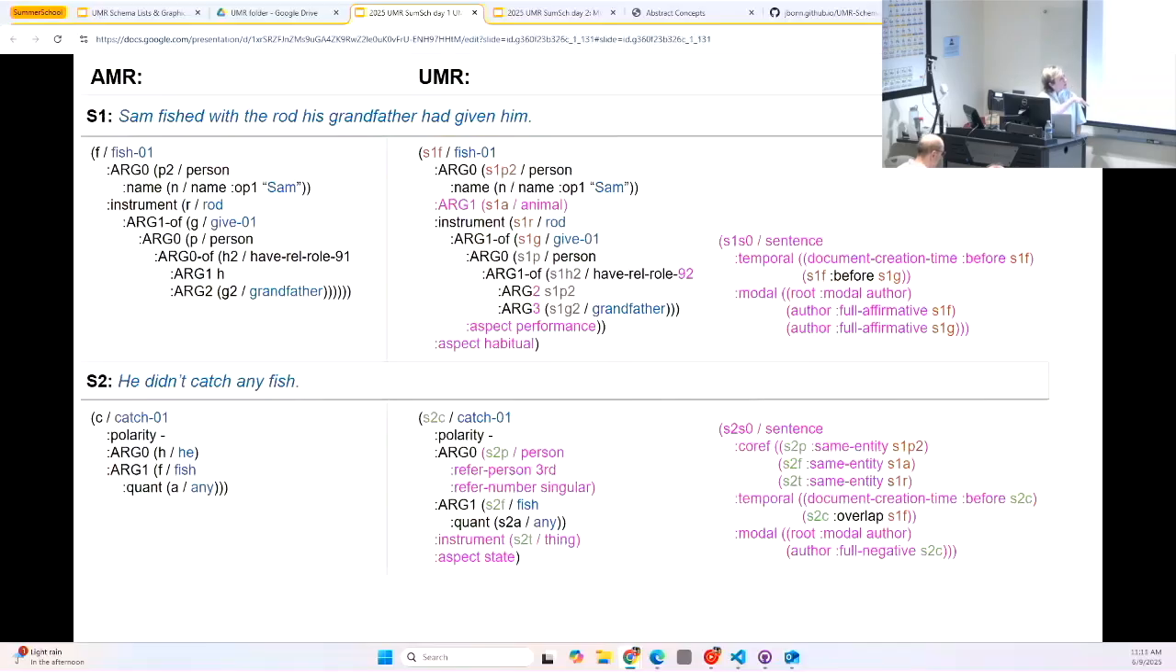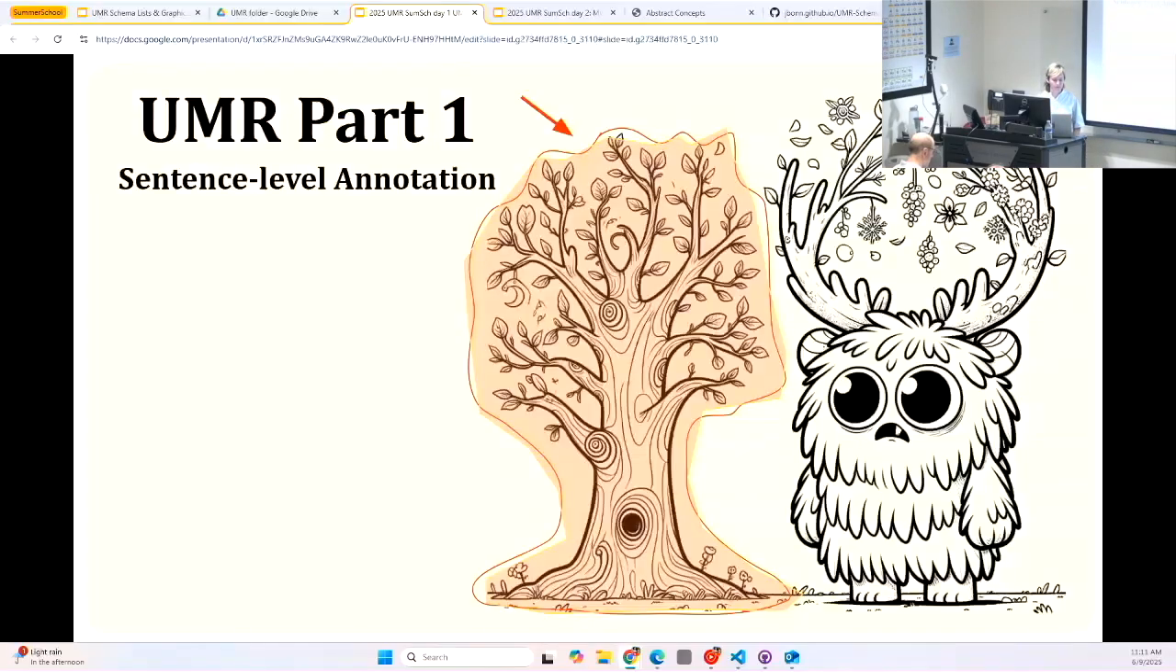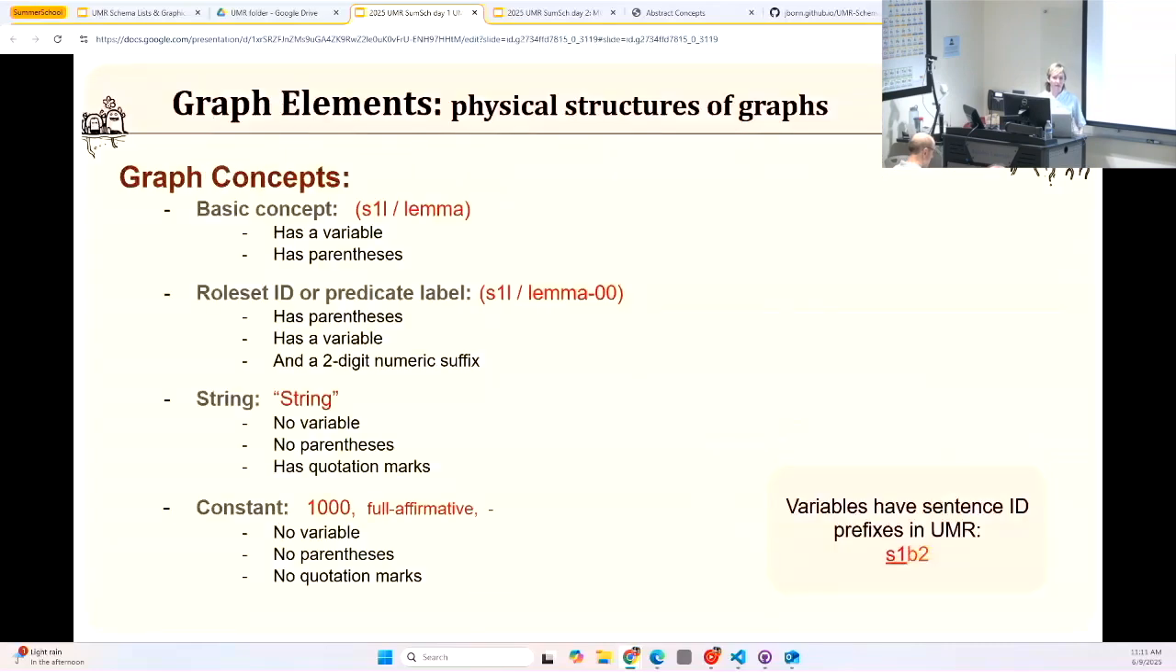Okay, and we already saw this slide, but just once again, the differences between AMR and UMR. All right, are we ready to get into the actual schema now? Okay. There's a lot. Anything that we don't get through today, we can finish up tomorrow morning. And definitely interrupt me if I'm going too fast or if I need to speed up. But yeah, please interrupt me with questions.